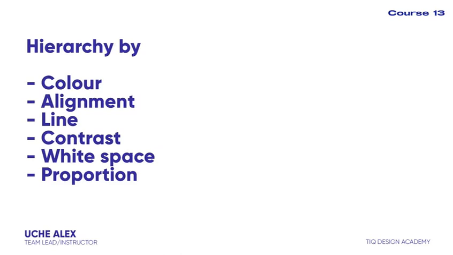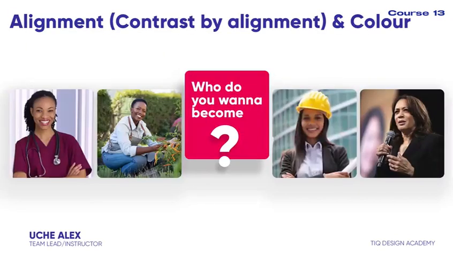Now let's look at this example where we'll be looking at hierarchy by implementing the graphic design principle, alignment, and the graphic design element, color. As I've told you, hierarchy is the control of visual elements. So it helps you to take note of the most important element in a design. So by looking at this, what is the first thing you notice? What is the first element you notice in this design here?